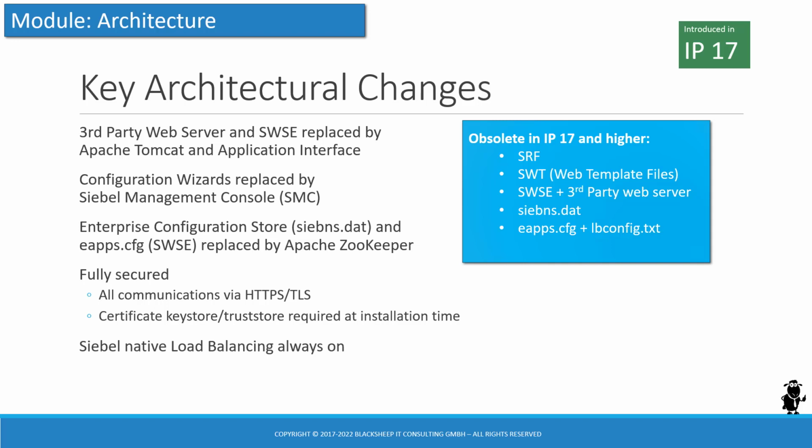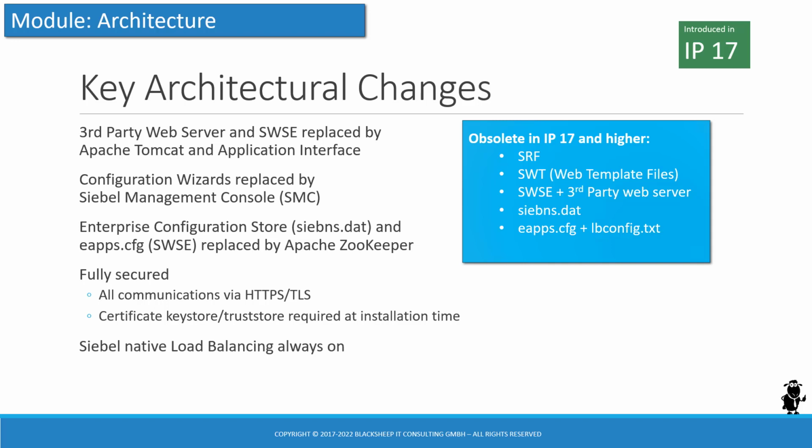The Java-based configuration wizards that we know from older releases are replaced by a web-based and REST-based Siebel Management Console. The enterprise configuration store known as siebns.dat and the eapps.cfg file, the configuration for the web server extension, are replaced by a registry, as Oracle calls it, which is an Apache Zookeeper implementation. So lots of changes there.